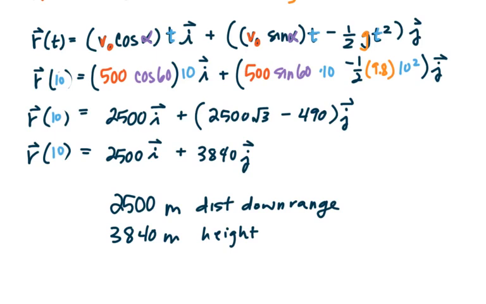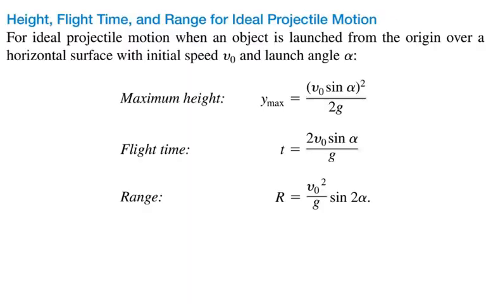So, just keep in mind this was ideal projectile motion, meaning no outside forces other than the effect of gravity, because we're close enough to the surface of the Earth. And we're starting at the origin. So we do have some other formulas that can help us with ideal projectile motion. We have height, flight time, and range pulled in here. I don't think you need to memorize these. They can be derived relatively easily and they're in your text. But it's useful to know that we do have some formulas for them.